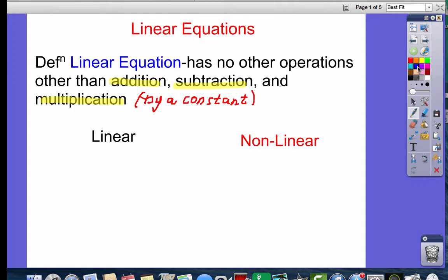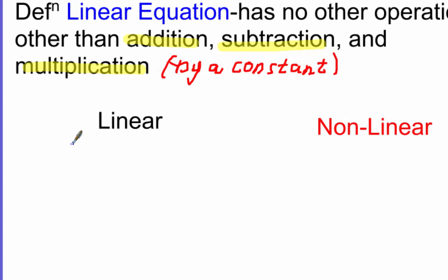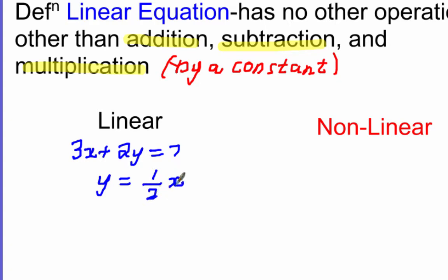Okay, so what is a linear equation? You've probably seen them before. There are many different forms of these, like 3x plus 2y equals 7, or y equals 1 half x. You can even have x equals 5, a vertical line. There are many different forms a linear equation can have, and you can change the variables here. Let's say 6x plus 3y equals 12.